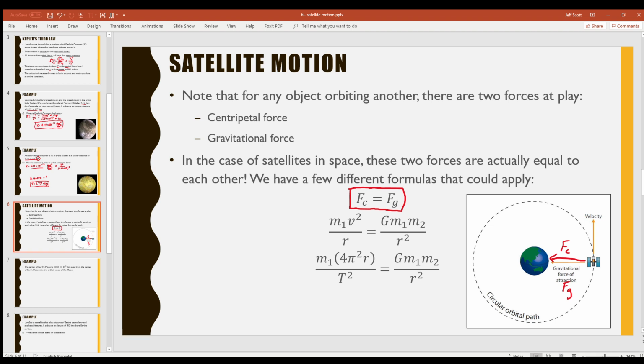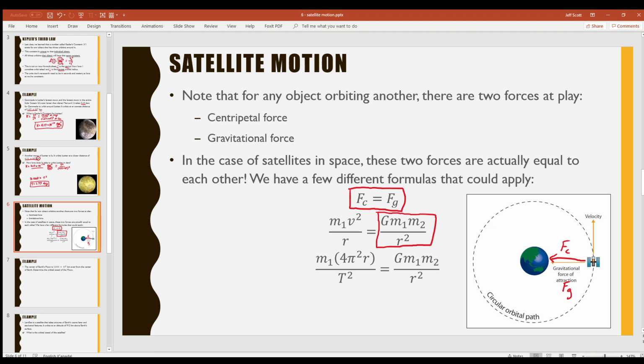Now in space, we had a very fancy formula for force of gravity. It was capital G, which is the universal gravitational constant, or 6.67 times 10 to the negative 11, times the mass of one object, times the mass of another object, all divided by the radius between those objects squared.